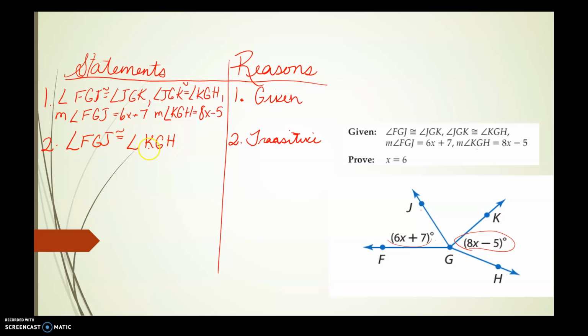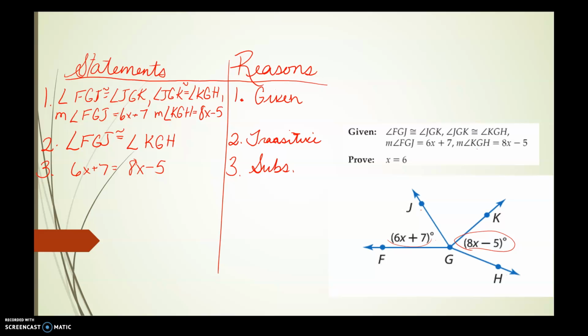So since these are congruent, then they're equal. And FGJ, we were told, equals 6x plus 7. So I can substitute 6x plus 7 into this FGJ. So 6x plus 7 equals KGH, but KGH equals 8x minus 5. So I'm going to substitute that in. And that was substitution because I put it in for it.